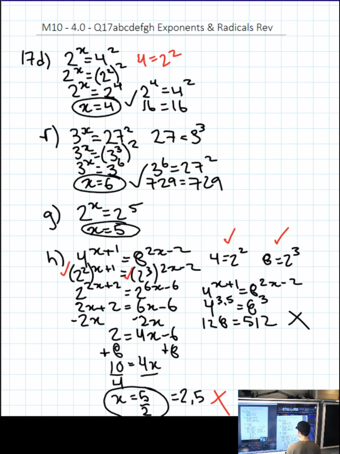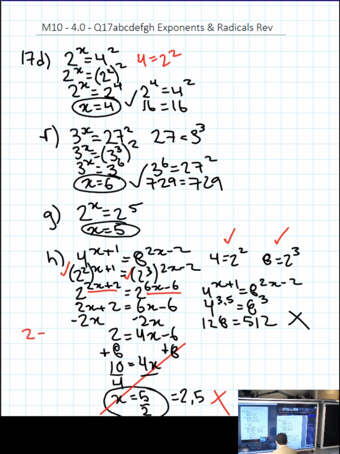We then multiplied the exponents together. 2 times x is 2x and 2 times 1 is 2. On the right hand side, 3 times 2x is 6x and 3 times negative 2 is negative 6. Then we can make the exponents equal to each other. There it is. I was thinking too far ahead and I added 8 to both sides when I should have added 6. So I'm going to redo this section.